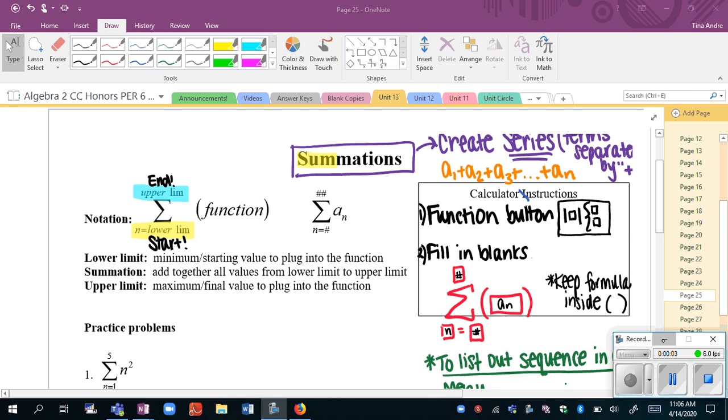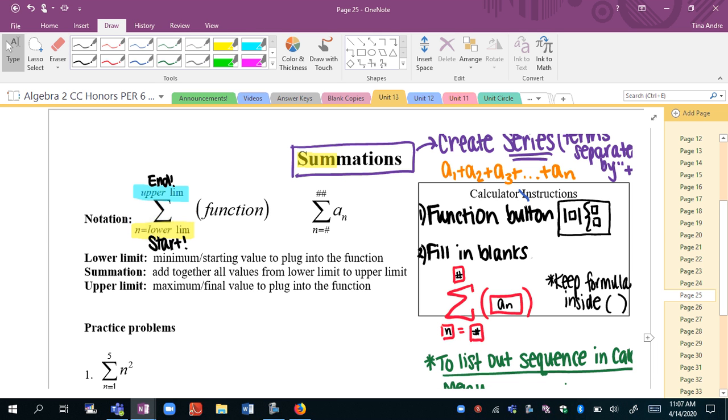In this lesson, we'll learn about summations. So basically what a summation is, it's when we take and add up the individual terms of a sequence. This is where we shift gears from talking about sequences, which is just a list of numbers separated by commas, to a series, where now we're actually going to be adding the terms. So instead of having all of the terms separated by commas, they're going to be separated by addition.